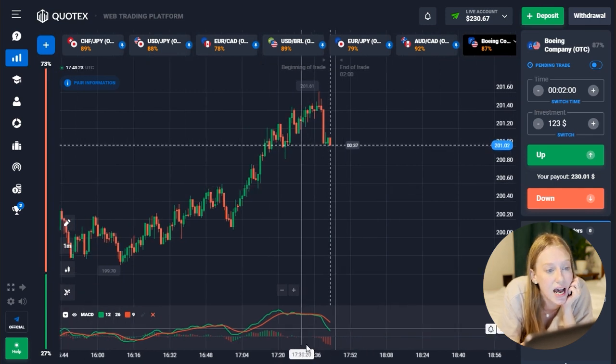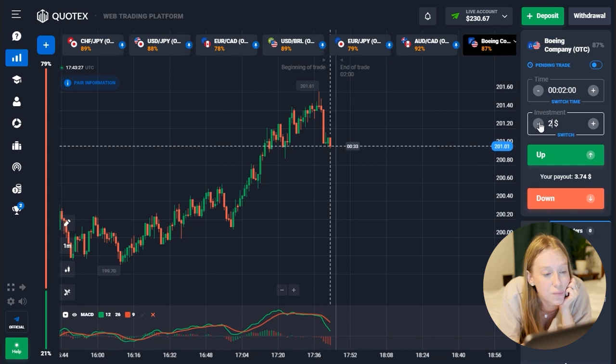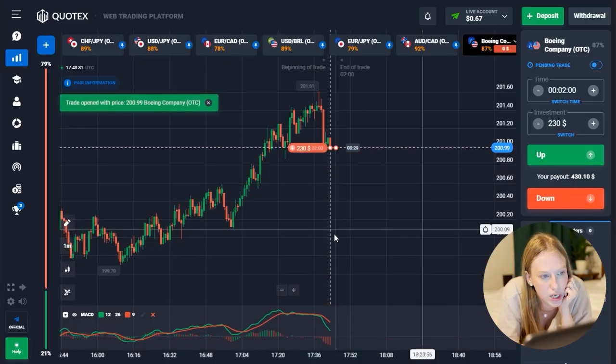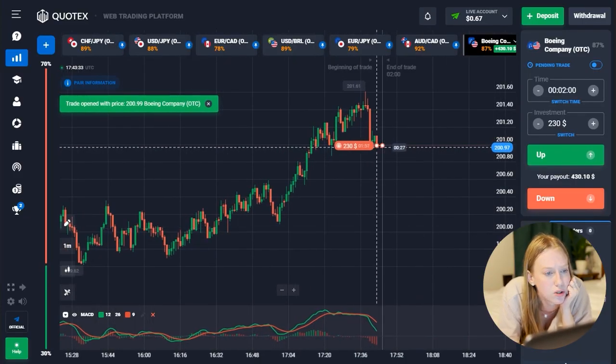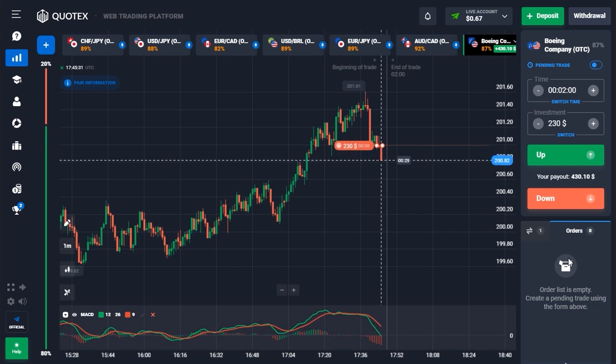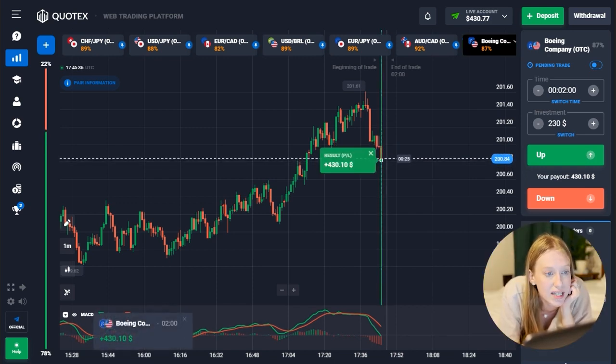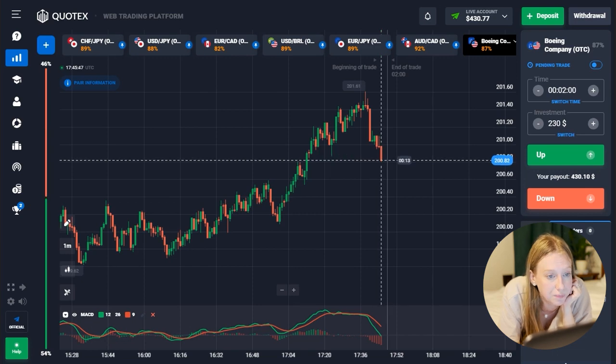Here we see the green moving average crossing the red moving average from top to bottom. We also see a red histogram. I'm going to open a trade down by $230 for 2 minutes. Let's check what can happen here. Our next trade closed in profit. We can see it for ourselves.